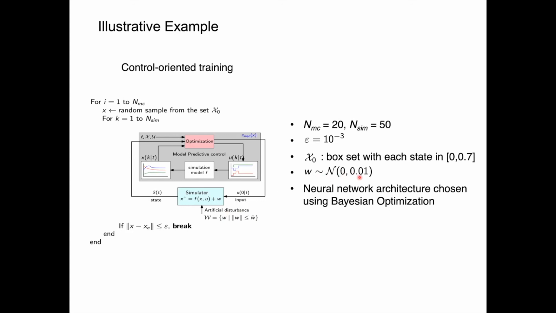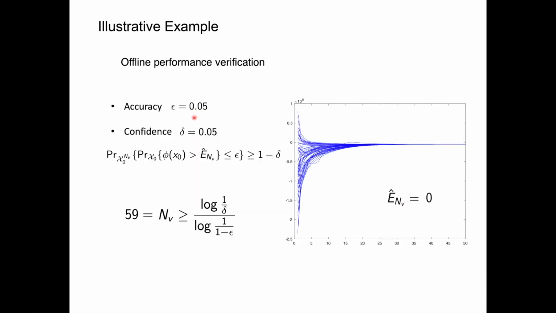The MPC policy is approximated using a deep neural network with one hidden layer and 5 neurons with rectified linear units as the activation function, and these hyperparameters were chosen using Bayesian optimization. For an accuracy of epsilon equals 0.05 and a confidence delta of 0.05, the closed-loop system was simulated for NV equals 59 initial conditions that were randomly generated to ensure that E hat NV equals 0, which implies that the approximate control policy converges to the optimal equilibrium XE, UE.